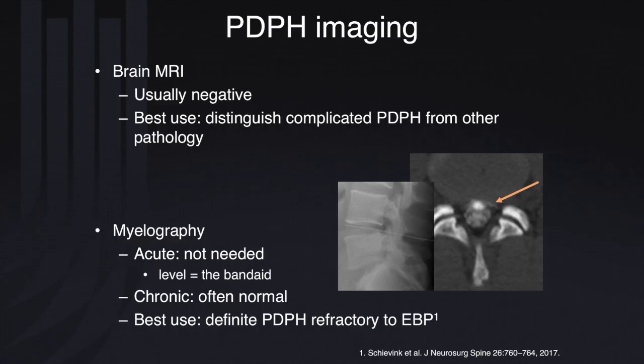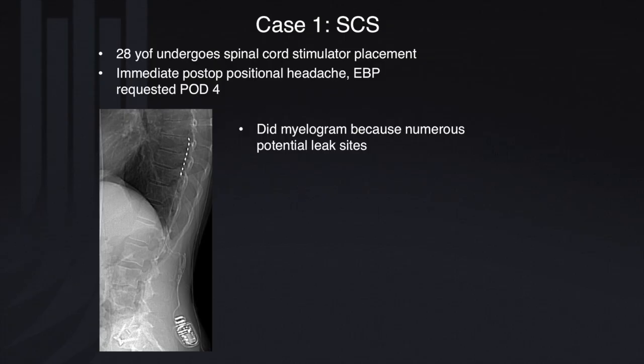So that's another reason why we might do that. Let me run through a couple of cases here. This was a 28-year-old who underwent a spinal cord stimulator placement and immediately post-operative ended up with a severe positional headache, and an epidural blood patch was requested by our teammates in neurosurgery at post-operative day 4.